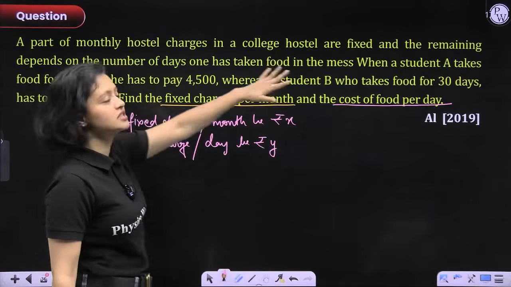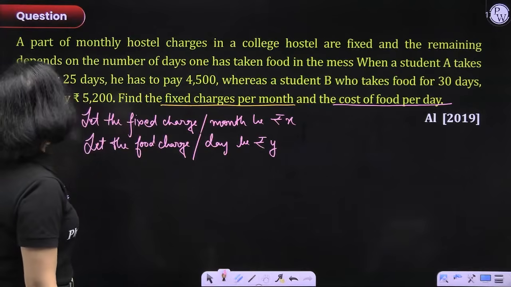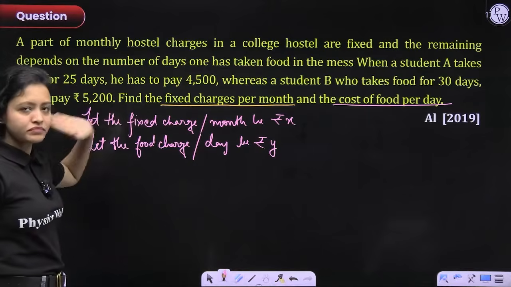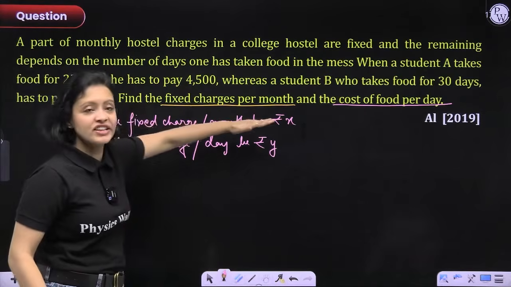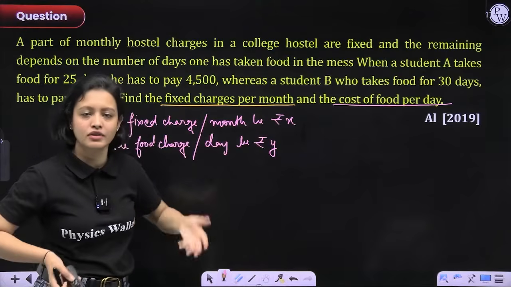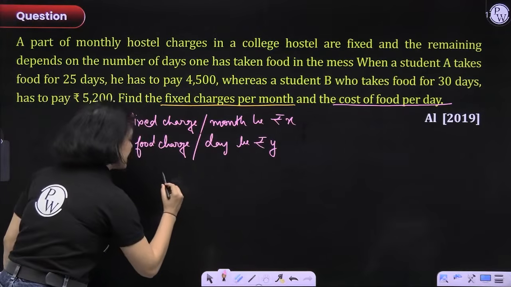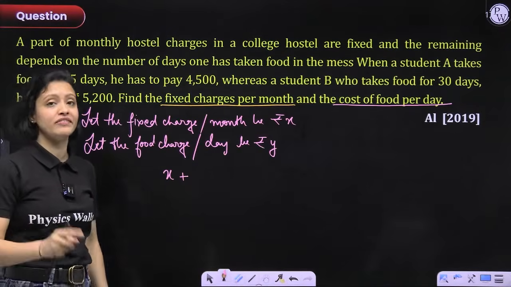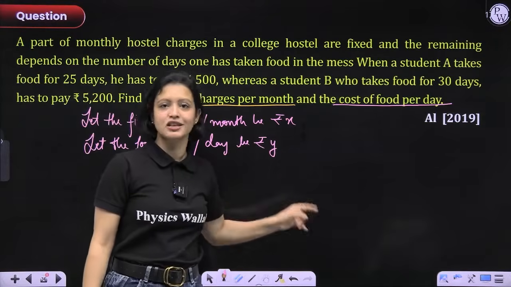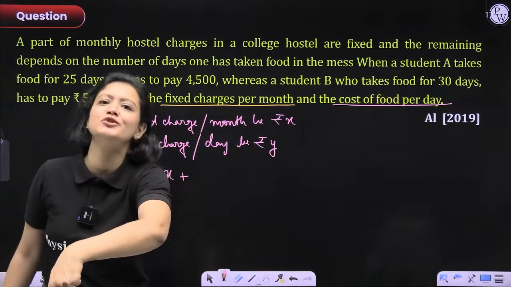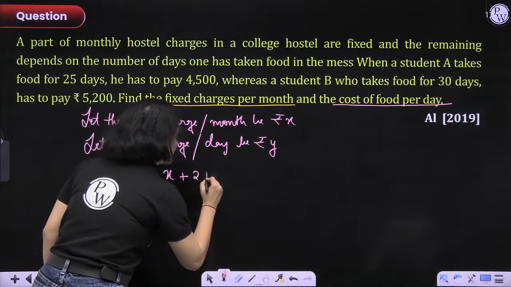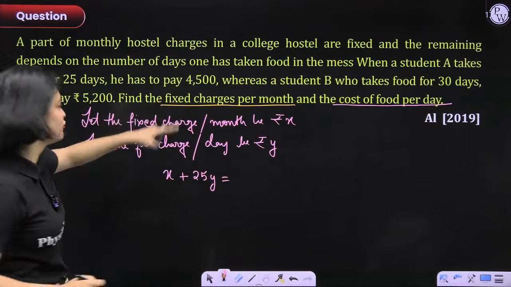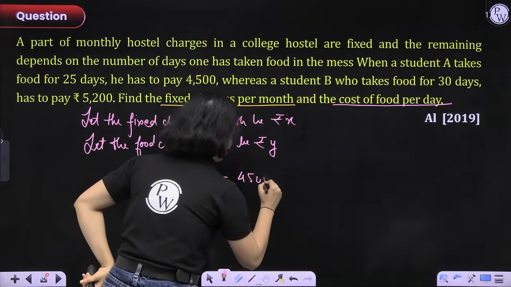So, let's see the first situation where you have student A. So, student A has to pay for food for 25 days. Okay. Now, obviously, he will pay the entire fixed charge, everyone. Why? Because he is staying in the hostel, right? So he'll pay the entire fixed charge x rupees. But along with that, he will pay food charge for 25 days. Now, for 1 day, the charge for food is y rupees. For 25 days, the food charge would be 25 into y rupees, right? So x plus 25y is equal to what? They have given the number 4500. That's equation number 1, everyone.